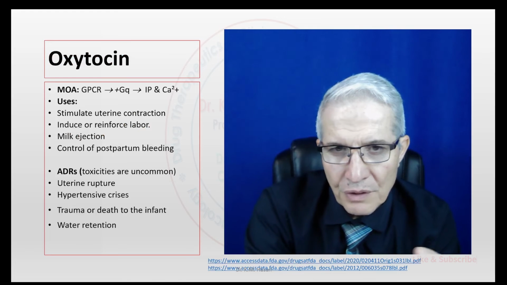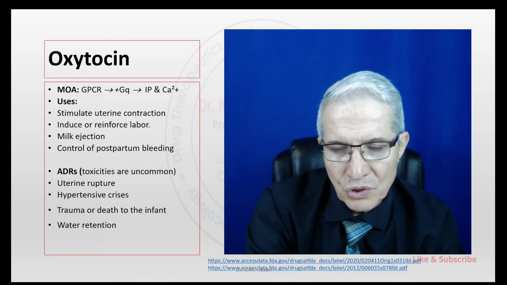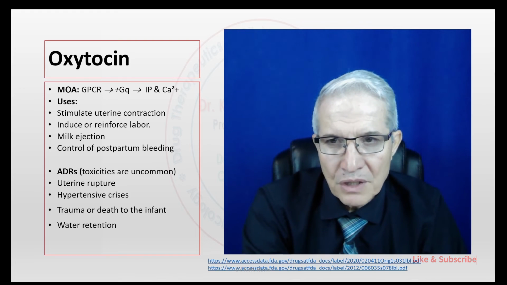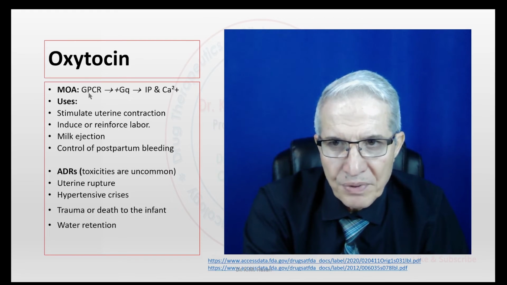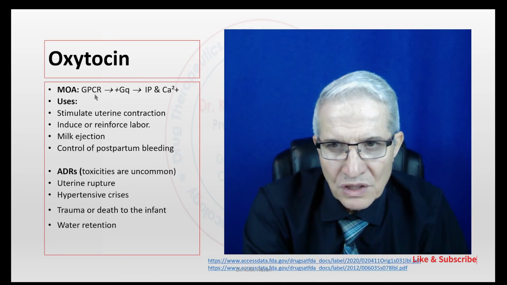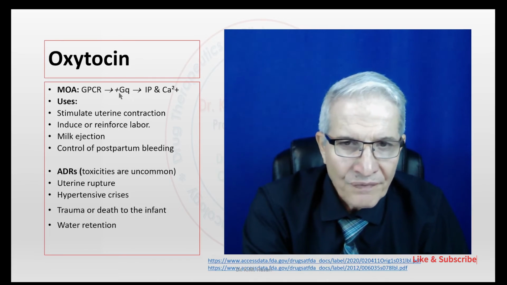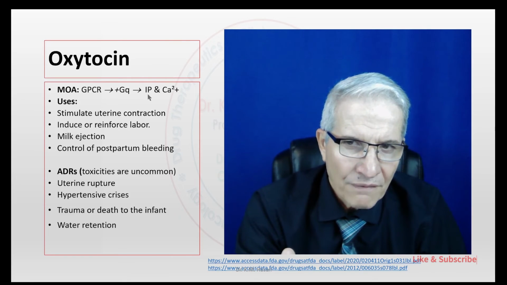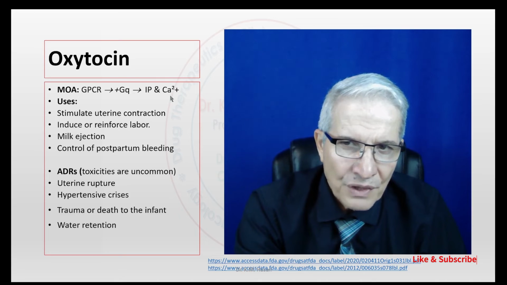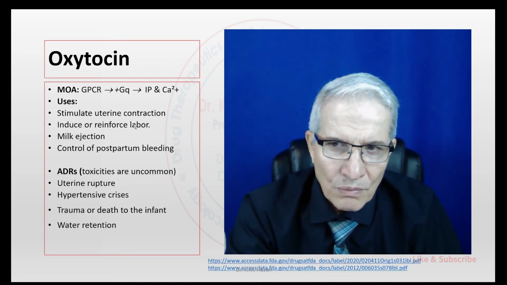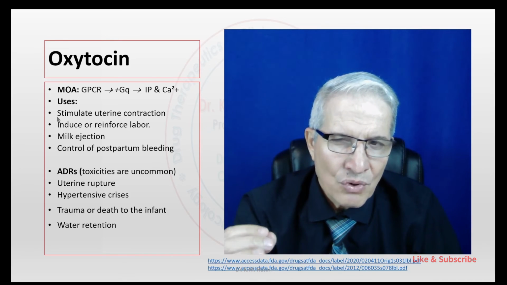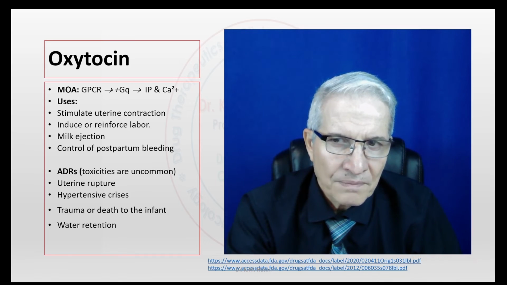If you look at the first hormone from the posterior pituitary lobe, we have oxytocin. Oxytocin works on something called a GPCR, which stands for G protein coupled receptor. It activates the Gq protein, increasing the activity of IP3, inositol triphosphate, and calcium, and this will lead to contraction. The target for oxytocin will be the uterus, where oxytocin stimulates uterine contraction.